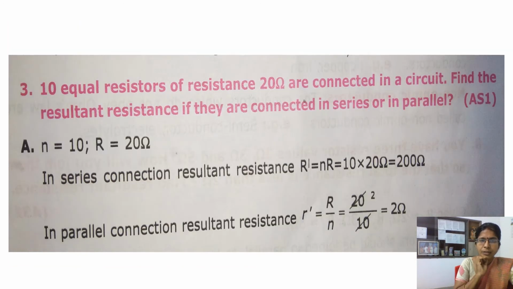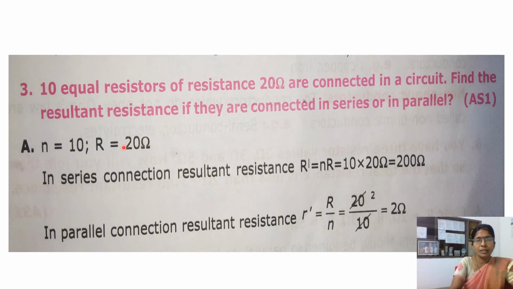Now next one. 10 equal resistors of resistance 20 ohms are connected in a circuit. Find the resultant resistance if they are connected in series or in parallel. Now here the given resistors are 10. 10 equal resistors are taken. Each of them is having the resistance 20 ohms.